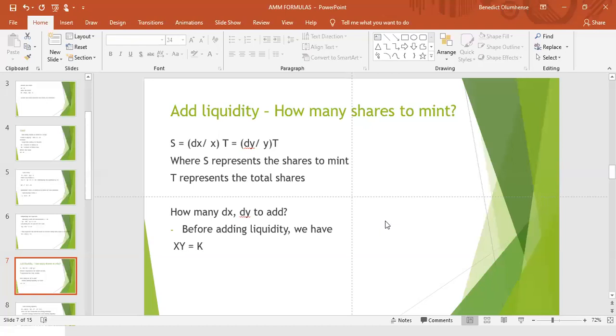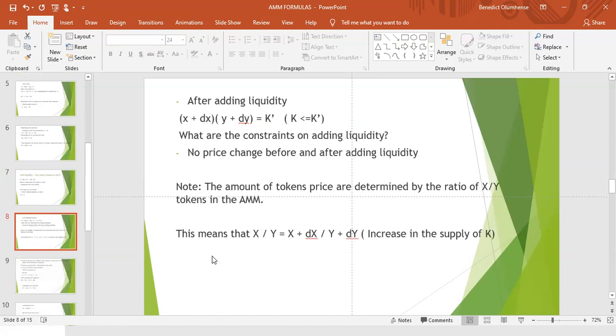And remember, we said x is token A, y is token B. So how many token A and token B to add in an AMM to add the liquidity? Before we add the liquidity, we have the equation x multiplied by y equals k. That is before we add. After adding the liquidity of the tokens, we have the equation x plus dx multiplied by y plus dy equals k prime.